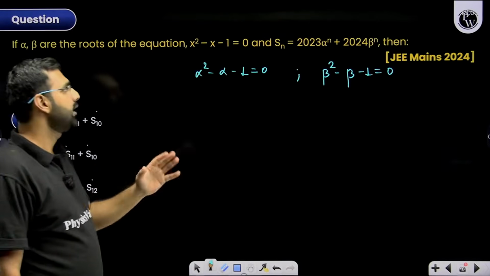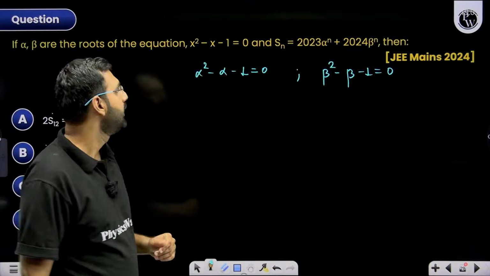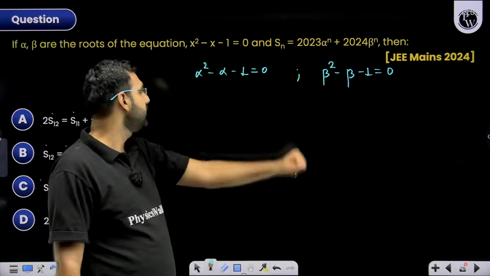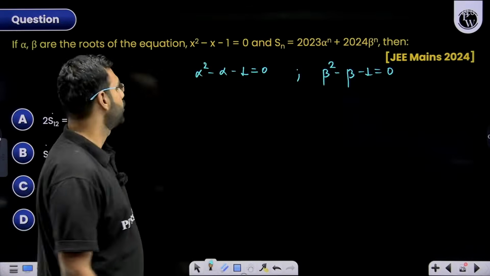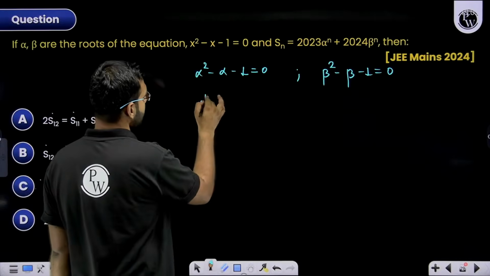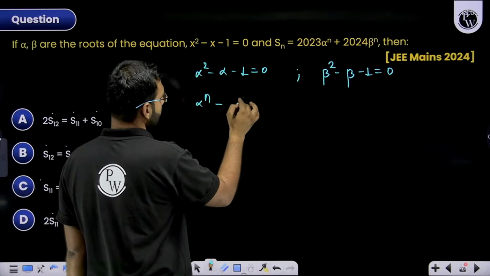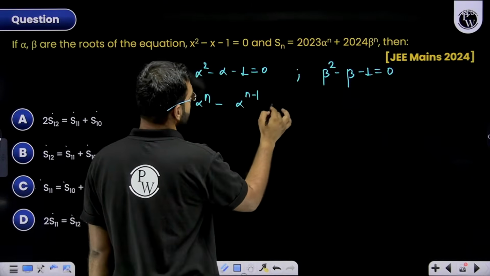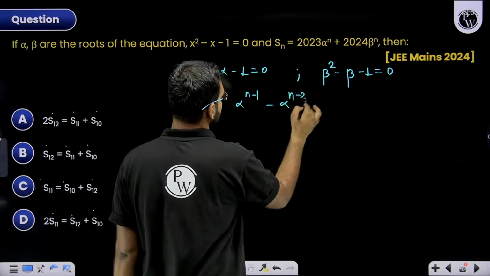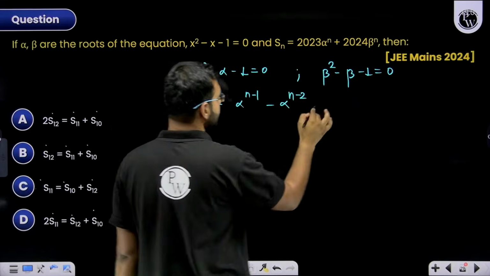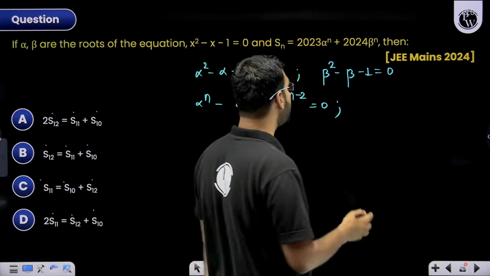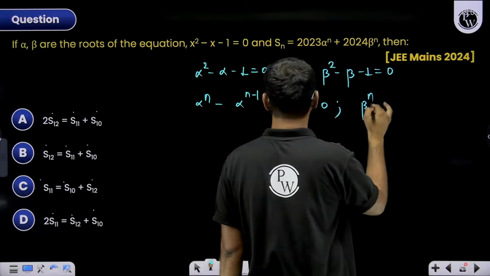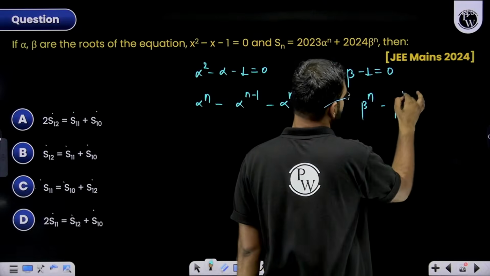First of all, let me get alpha to the power n. How? I'll simply multiply both the sides by, let's say, alpha to the power n minus 2. So with that, this becomes alpha to the power n, this becomes alpha to the power n minus 1, and this becomes alpha to the power n minus 2. I hope no confusion on that. And that's 0. Similarly, here if I multiply both the sides by beta to the power n minus 2, it will be beta to the power n minus beta to the power n minus 1.